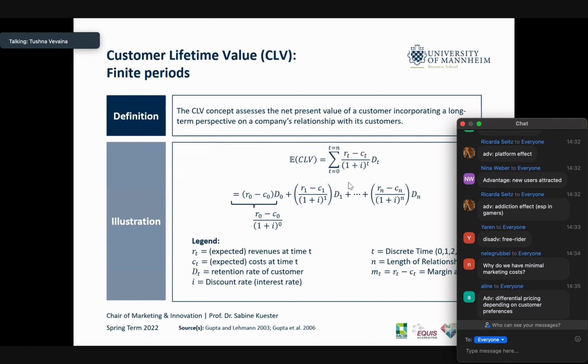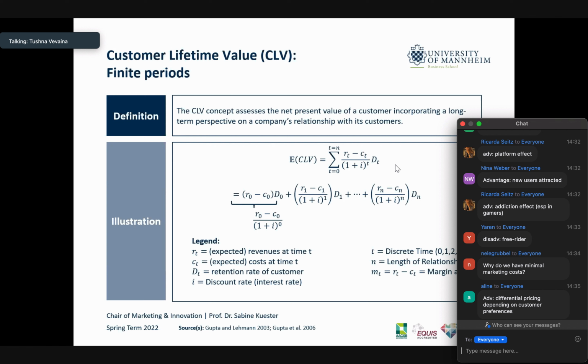And this is the formula for it. As I mentioned, what is T here? It's the time period, and R is your revenue, C is your cost, divided by 1 plus I, your discounting factor. Please don't confuse D with I, because D is not your discounting factor. I is your discounting factor. D refers to your retention rate.